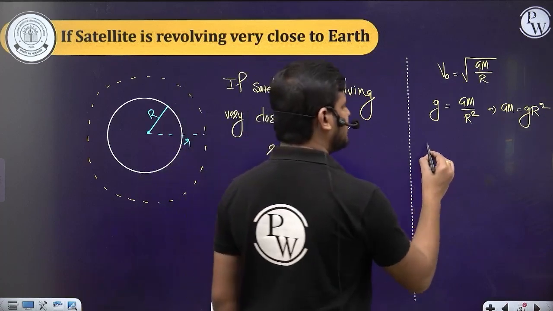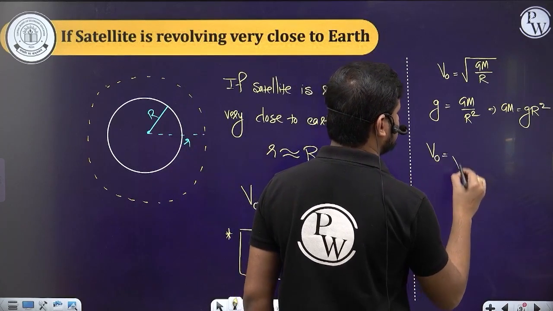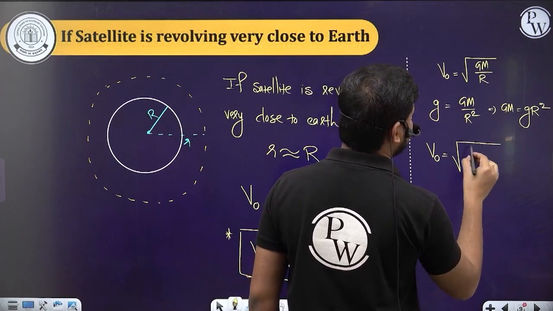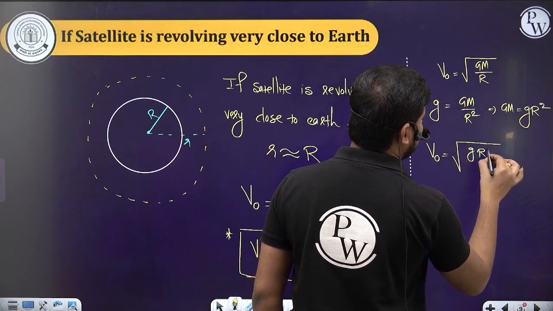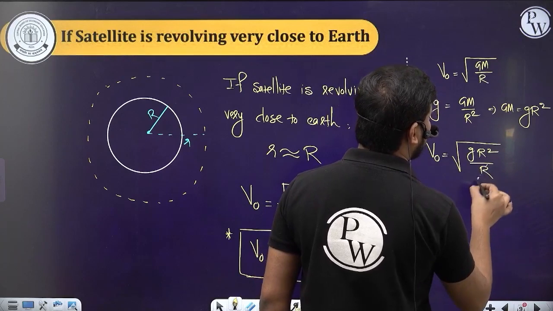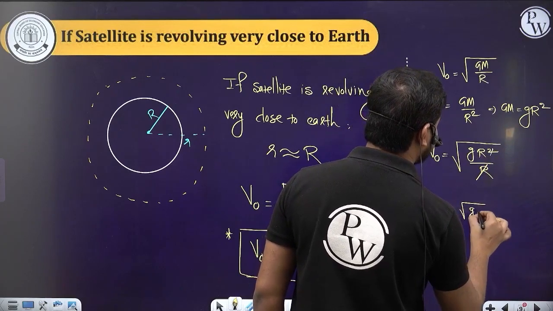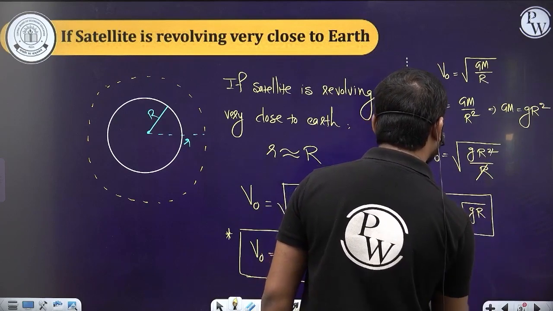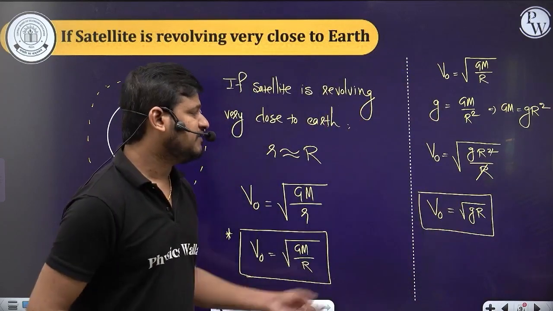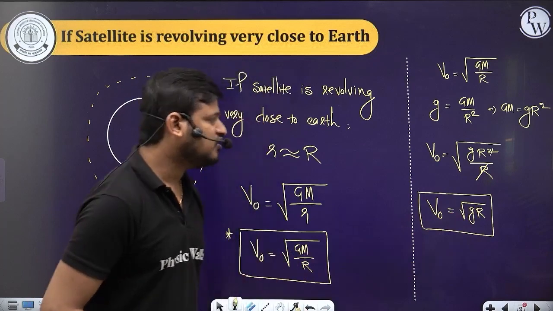So now the orbital speed VO will be equal to root over GM by r. So I can write GR square by r. So r gets cancelled, so the orbital speed is root gR. The orbital speed is root gR. So you know the value of small g and you know the value of capital R.